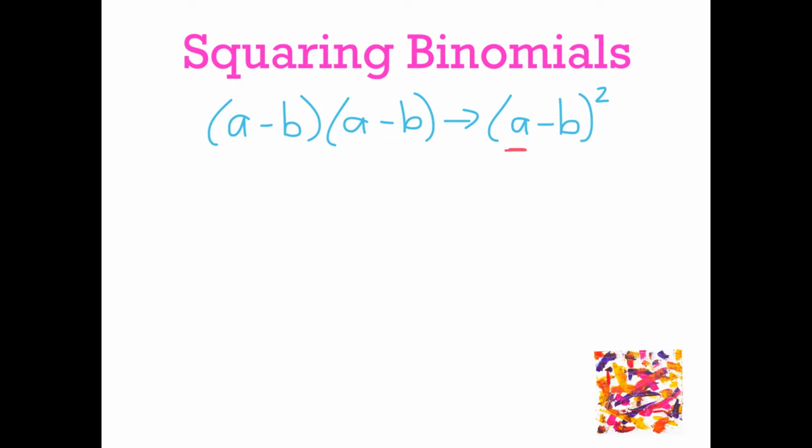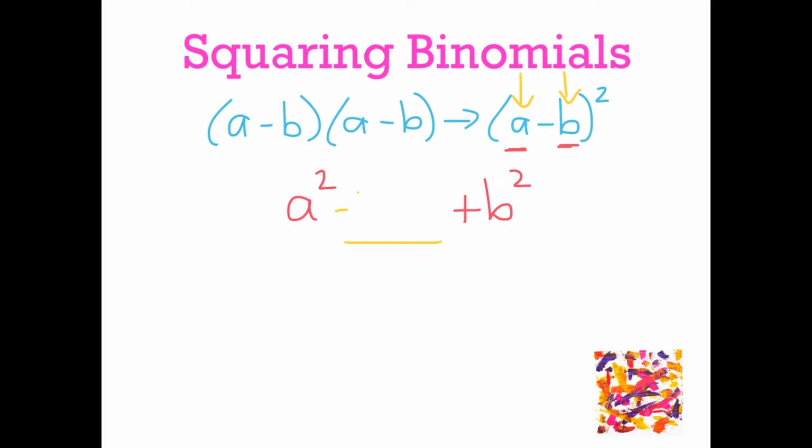So you look at the first term and you multiply that to itself. So a times a is a squared. You look at the second term and multiply that to itself. So negative b times negative b is positive b squared. Okay, now we need to figure out the middle term. So what we do for that is we take this a times negative b, which is negative ab, and multiply all of that by 2.